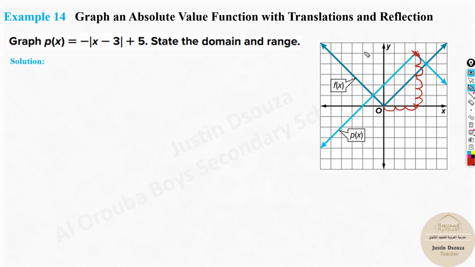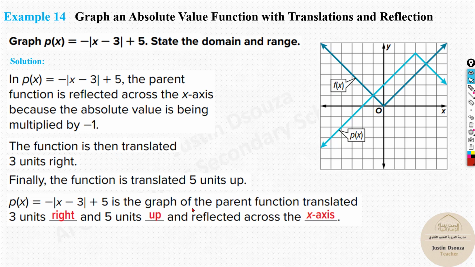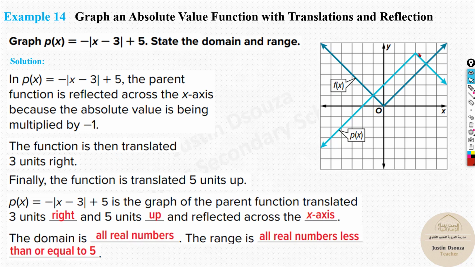Next, what? This minus sign will reflect. So don't make it upwards, go downwards. That's it. That's how you get this graph. When you point it downwards, this is the solution. Now, what is the domain and range? Domain would be all real numbers, but the range, look here, it's downwards. So it's all real numbers less than or equal to this point. What is this point? 5. So it's less than or equal to 5. That's how we get this answer.